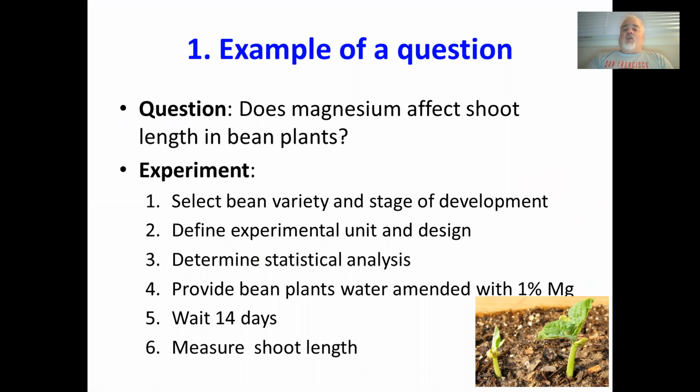So, examples of a question. The question, does magnesium affect shoot length in bean plants? So the shoot is the above ground portion, roots below ground, shoots above ground. Does magnesium affect the shoot length in bean plants? So I select a bean variety in a stage of development that I want to measure. So do I want freshly germinating seedlings, or do I want to run the experiment on a little bit older plants? It's up to the experimenter. What do you think based on your knowledge?